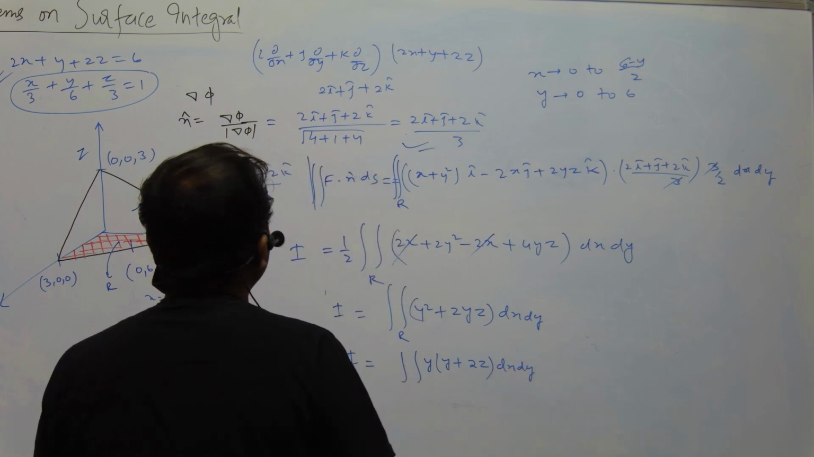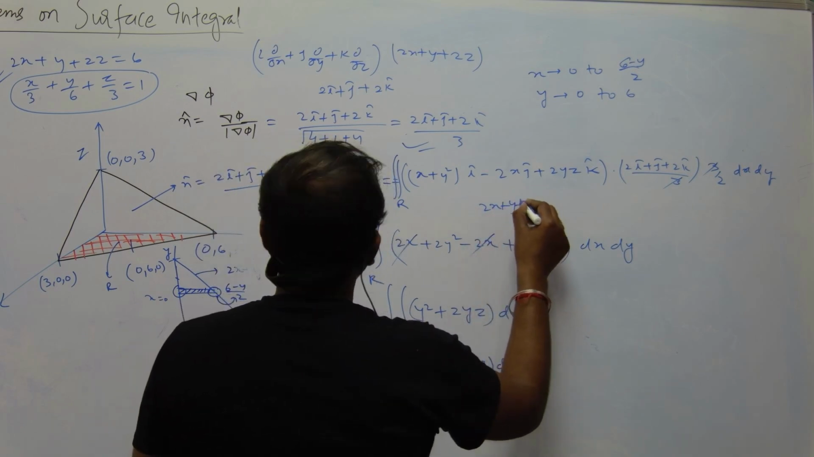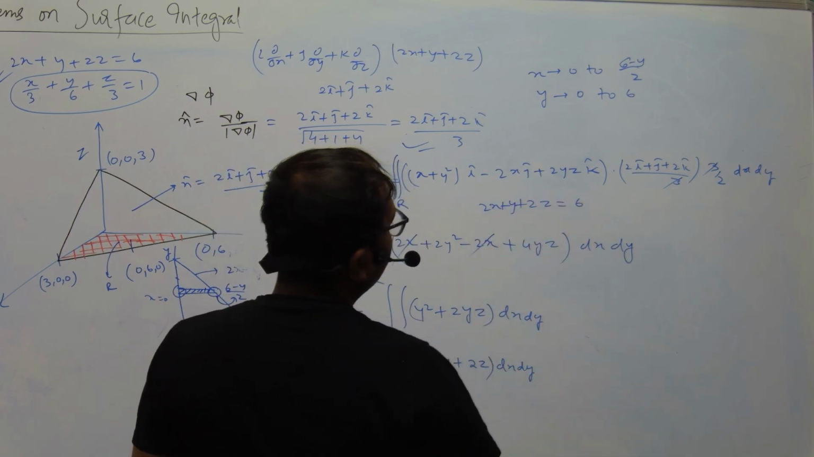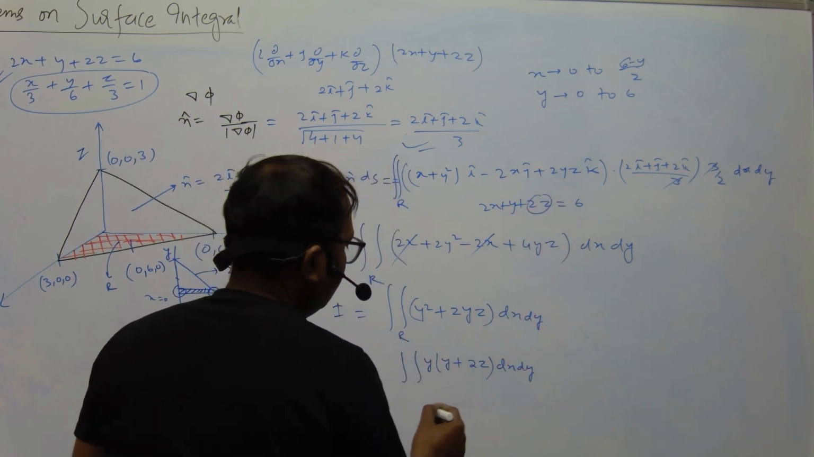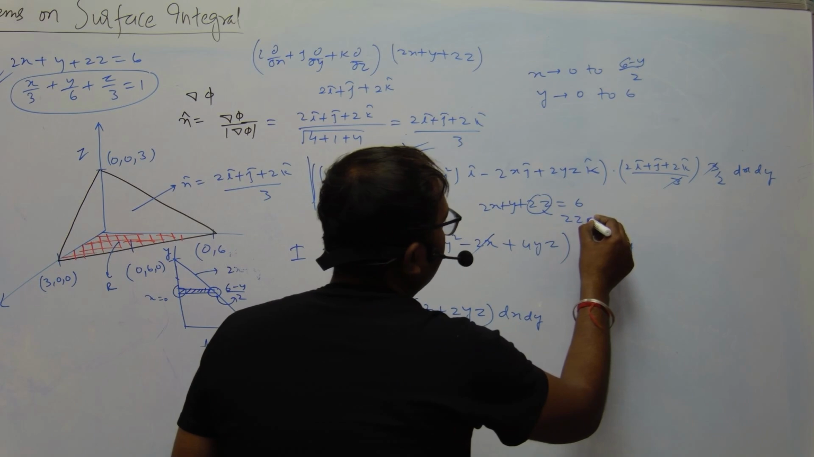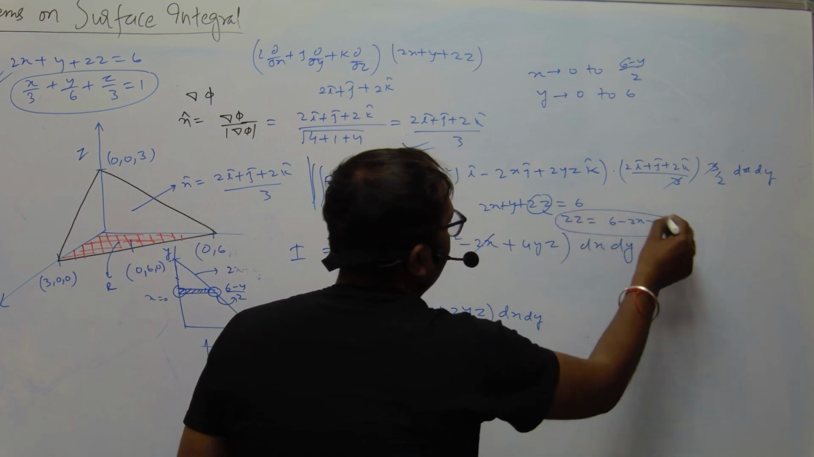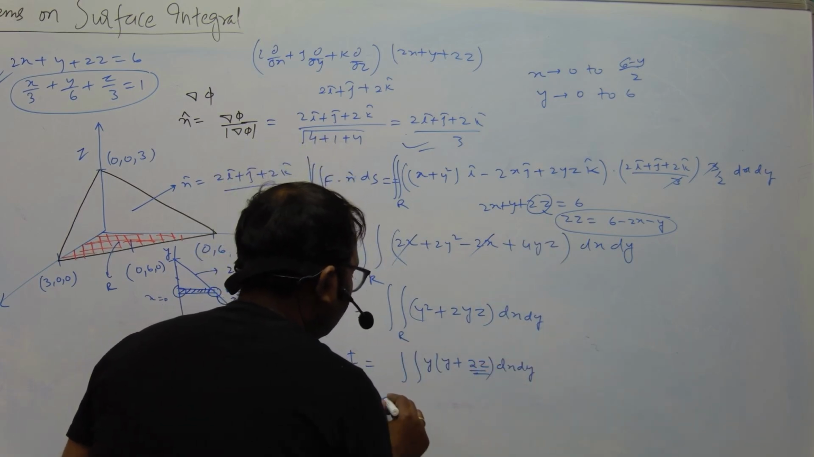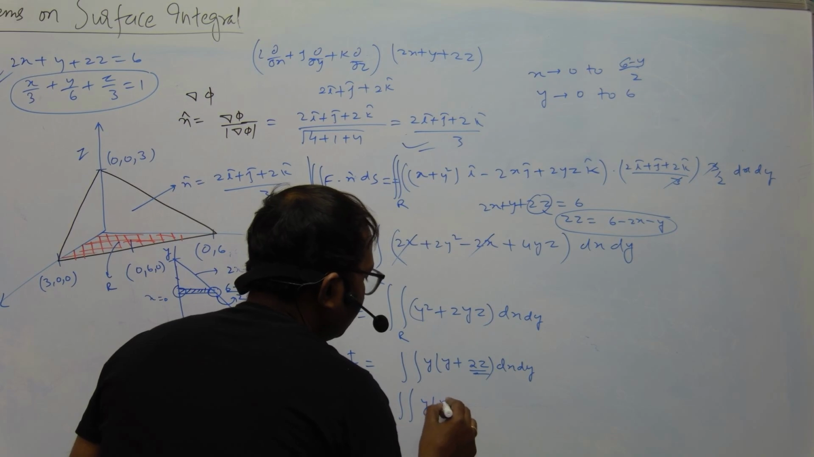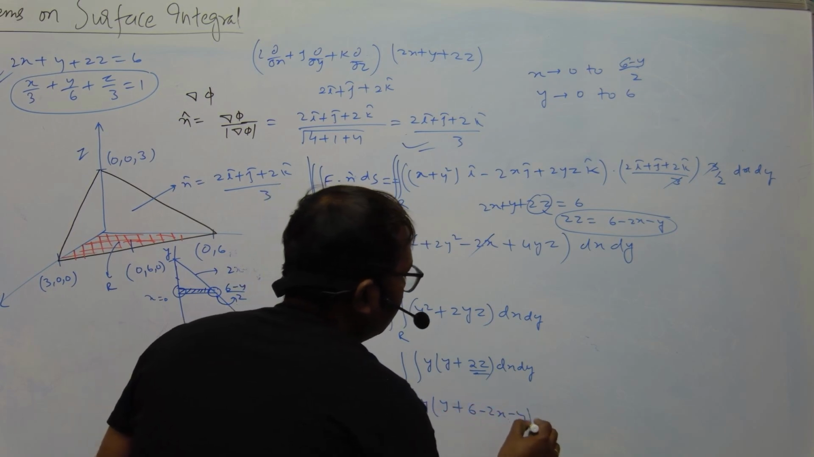We have the equation for the surface as 2x plus y plus 2z is equal to 6. We have to replace the value of 2z. So 2z is equal to 6 minus 2x minus y. Let us place it here: I is equal to the double integral of y times (y plus 6 minus 2x minus y) dx dy.